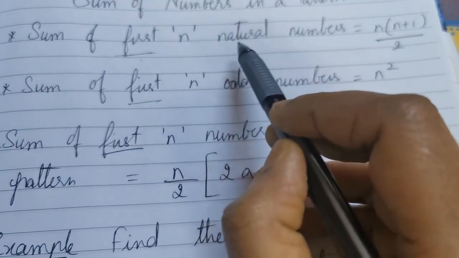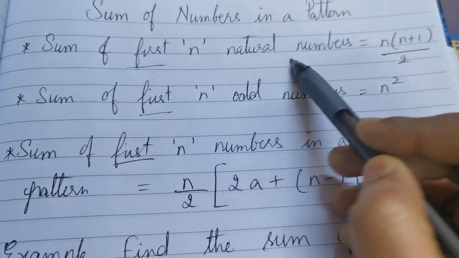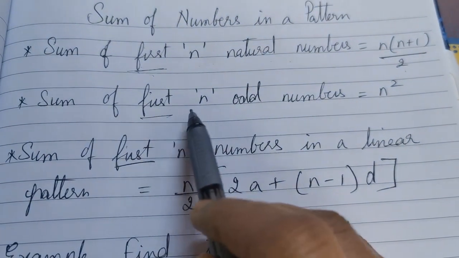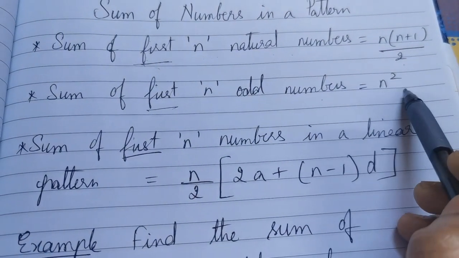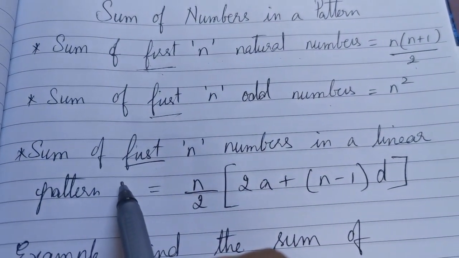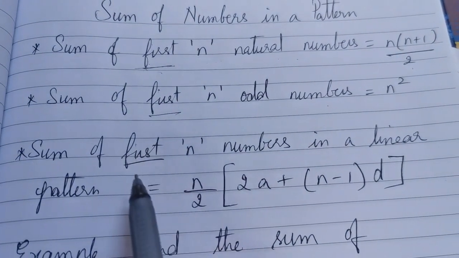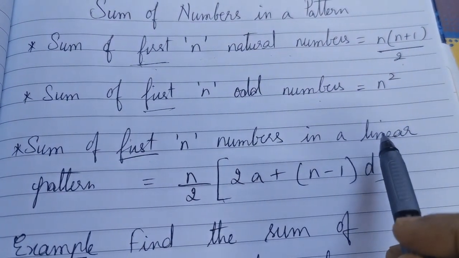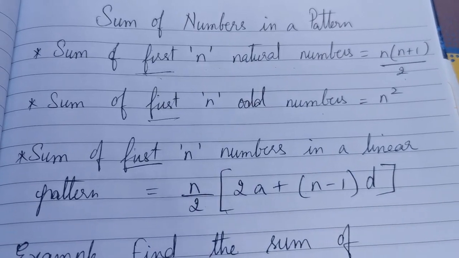To find the sum of first n natural numbers, you will have to apply this formula: n into n plus 1 by 2. If the series is having first n odd numbers, to find the sum of first n odd numbers, the formula used will be n square. And if you are given a pattern, numerically or geometrically, you will have to use this formula to find the sum of the first n numbers in that pattern, and that pattern should be linear also. The formula for that is n by 2 into 2a plus n minus 1 into d.